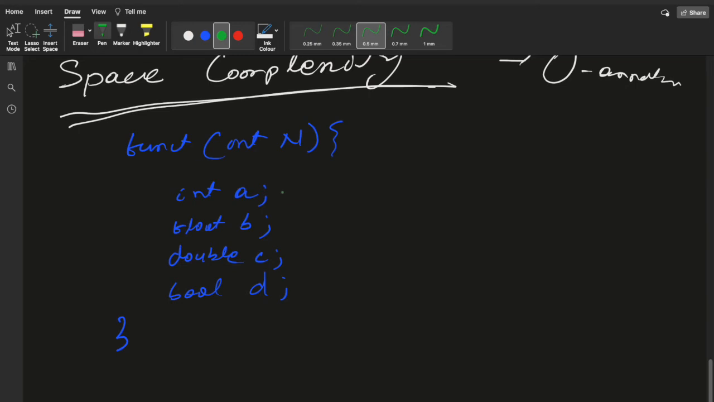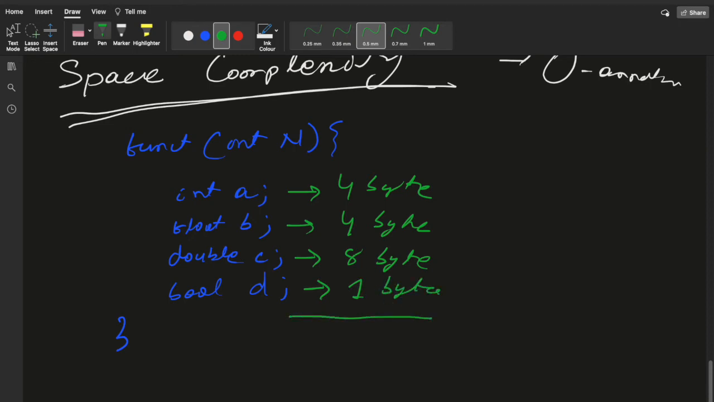So let's say I am considering Java. In Java, the size of int is 4 bytes, float is also 4 bytes, double is 8 bytes, and bool is 1 byte. Let's add all of this: 8, 4, 8, 12, 17. The size is 17.